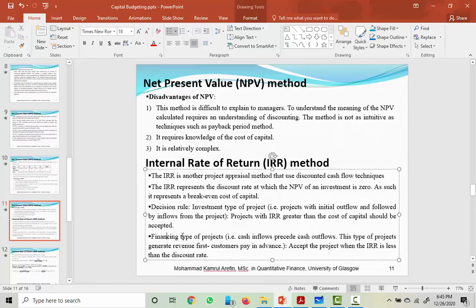Now, if it is a financing type of project, cash inflows precede cash outflows. That means you get cash inflow first, for example some cash advance from the customer to perform a particular task. This type of project generates revenue first, that means the customer pays in advance. In that case, accept the project when IRR is less than the discount rate, required return or hurdle rate. So the rule will be just the opposite.